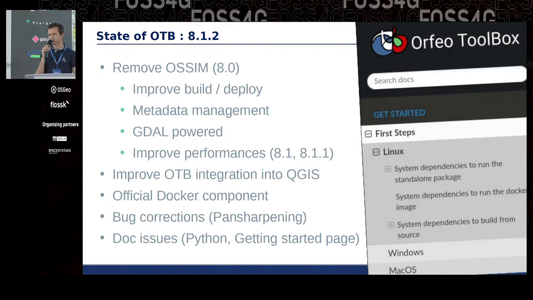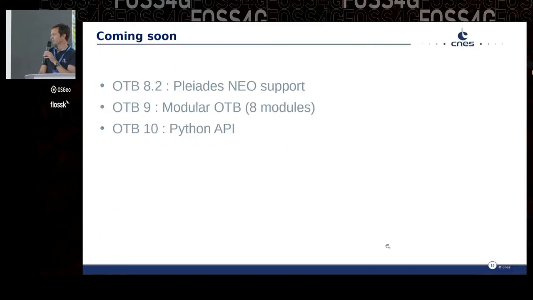The first 8.0 version had some problems of computing time, so we have two versions to correct some things, and now orthorectification is faster than in previous 7 versions, so it's quite cool. As I said, we have an official Docker component and some doc issues. And coming soon, the 8.2 version will integrate a new GDAL version and will integrate the full support of Pleiades Neo.